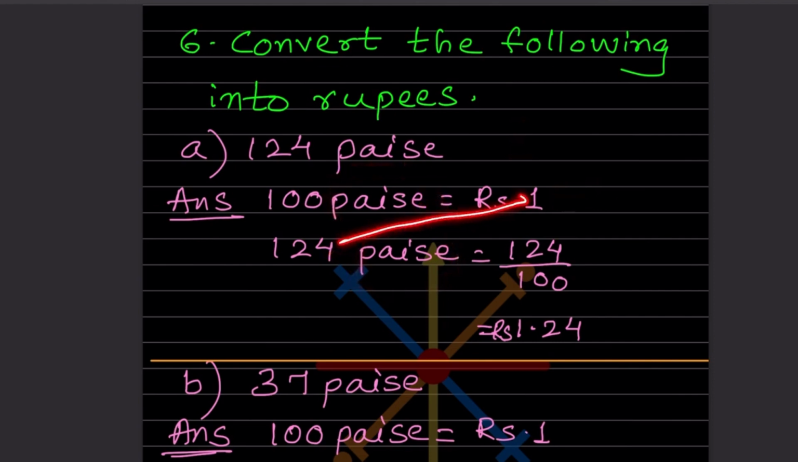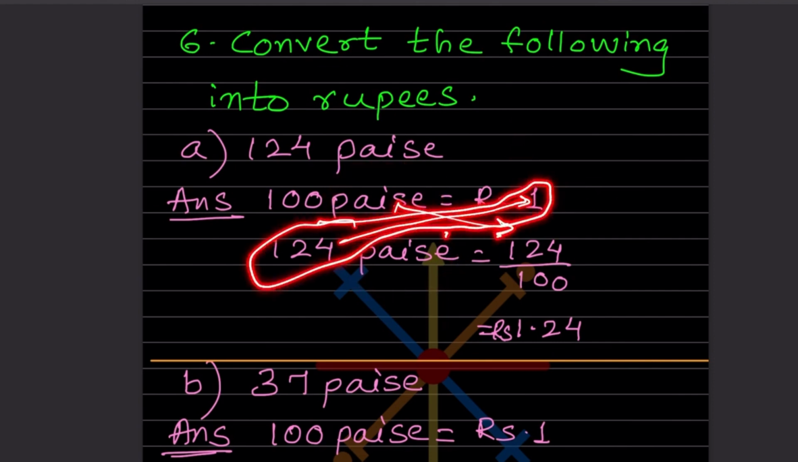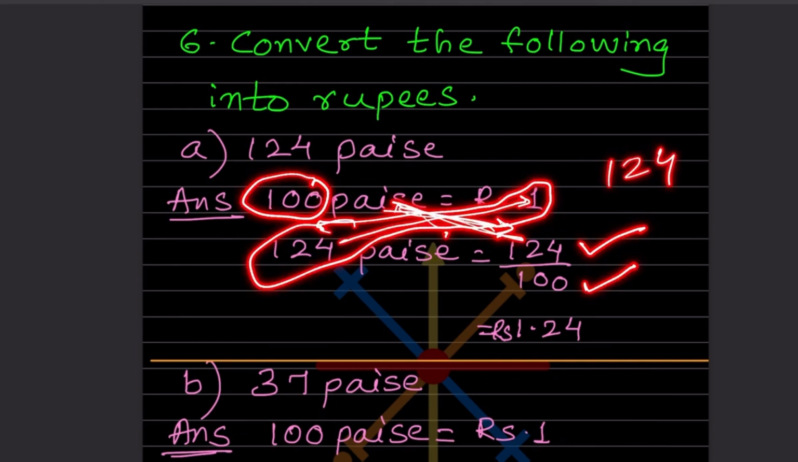You are going to cross multiply. So there are two numbers over here. First you multiply with these two numbers, and that should be in the numerator. 124 into 1, that will be 124. And whatever is single at this part will be in the denominator. So 124 divided by 100.